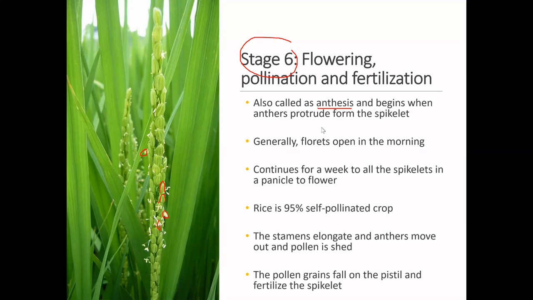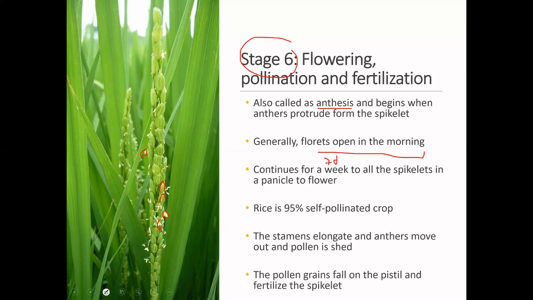So when the anthers come out, that's flowering. Generally florets open in the morning, but it depends on the weather conditions. Mostly in the morning. This stage continues for a week, around 7 days, for all the spikelets in the panicle to flower.